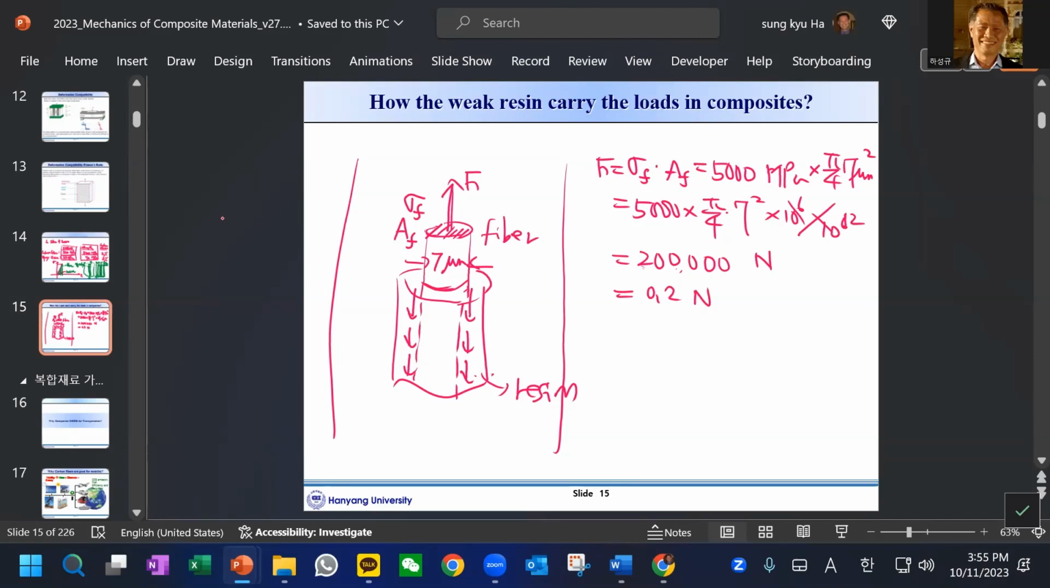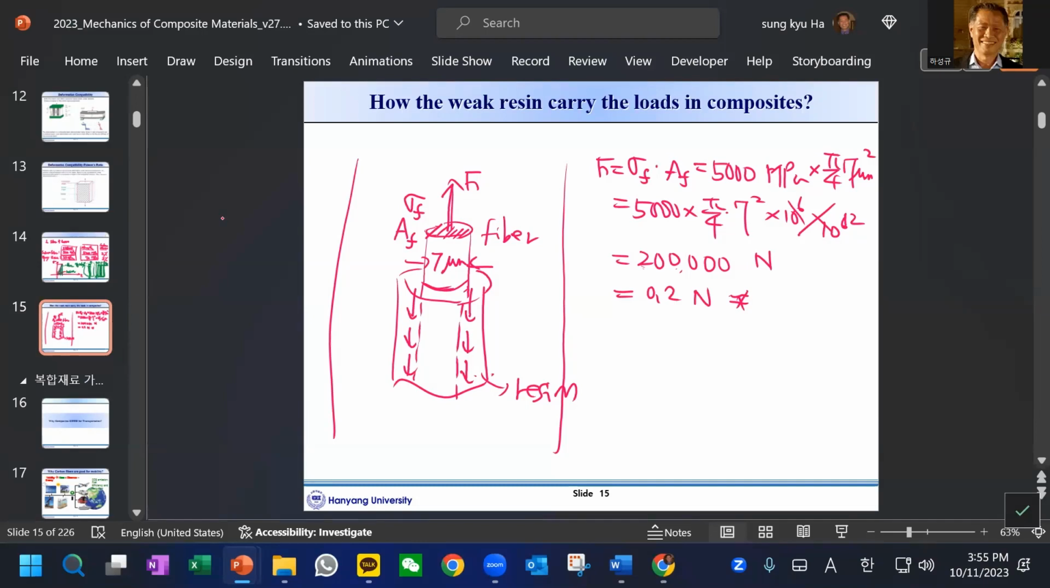Now, so each fiber, if it takes the 0.2 Newton, or you can say that this is what? Okay, well, just a 0.2 Newton, this fiber will be broken, or some will fail. So this is a load carried by the fiber until it breaks. Each fiber, just one fiber.